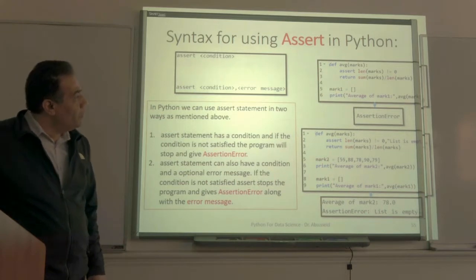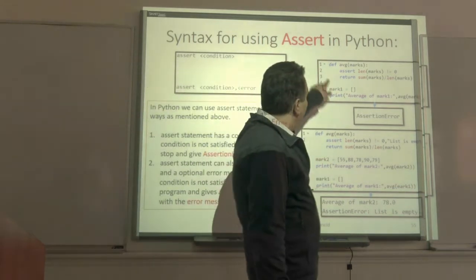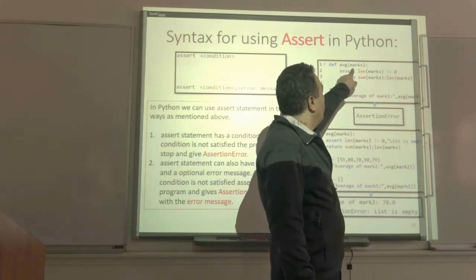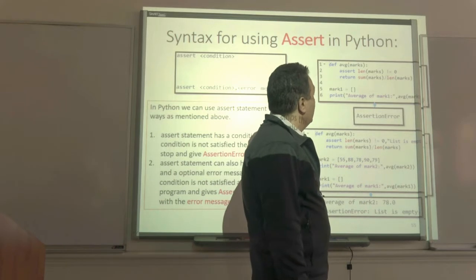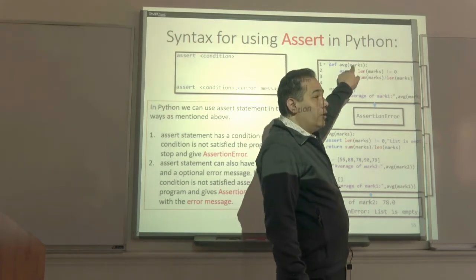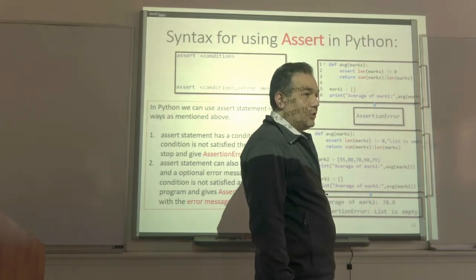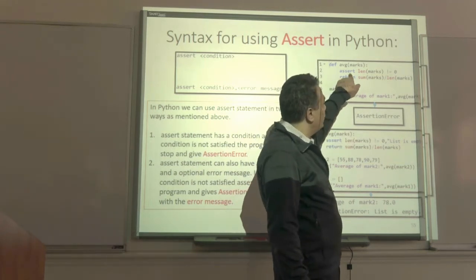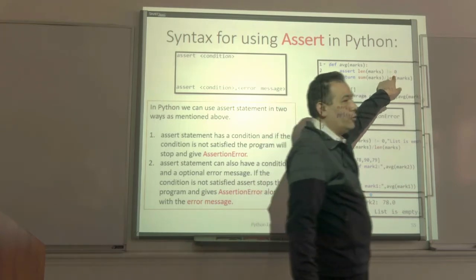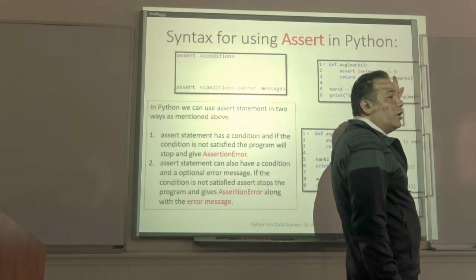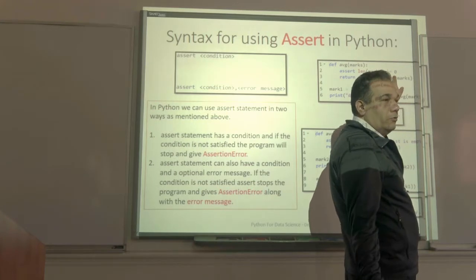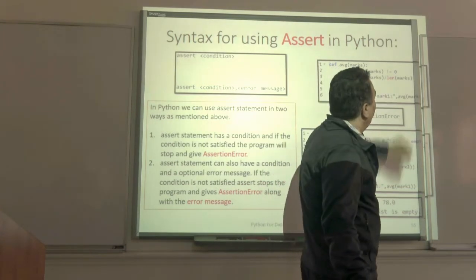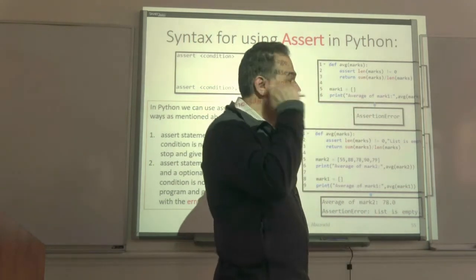Let's take an example. In here, you're calculating the average. Average of what? Of marks. So you're going to pass the marks. What is marks in here? It's supposed to be a list, right? Or a tuple. So before you continue, assert the length of the marks is not zero. If the length of the marks is zero, then there is no average. Then return the sum of the marks divided by the length of the marks.